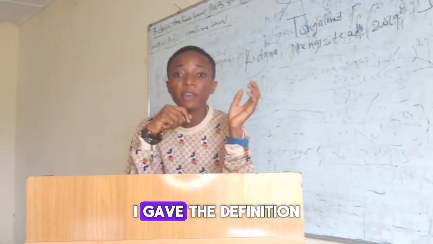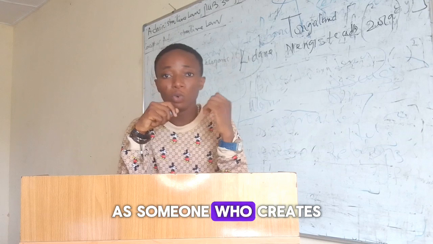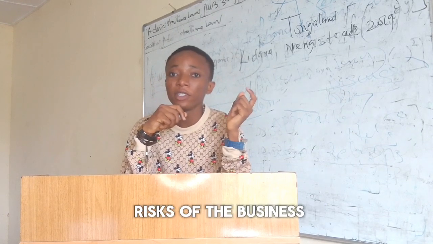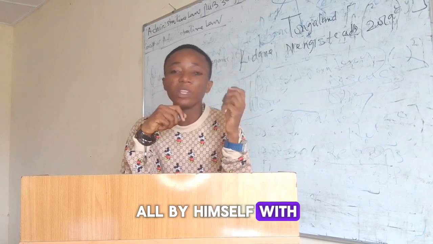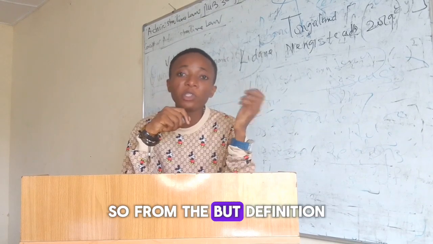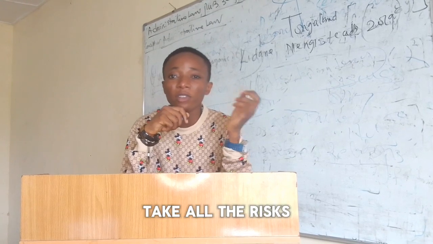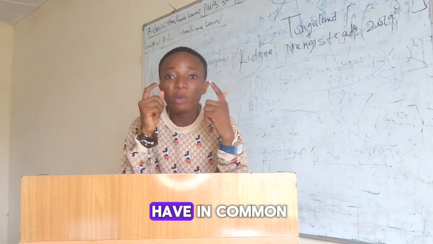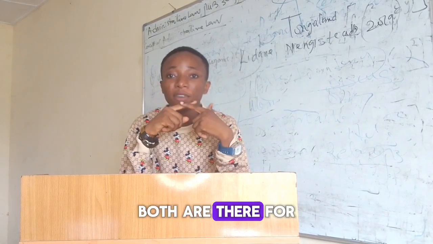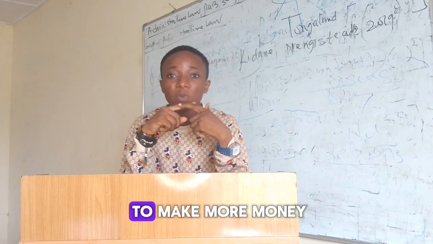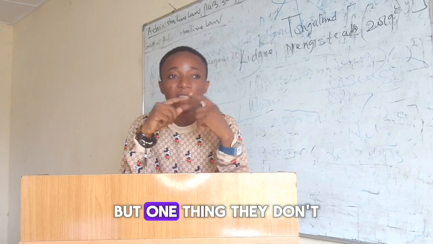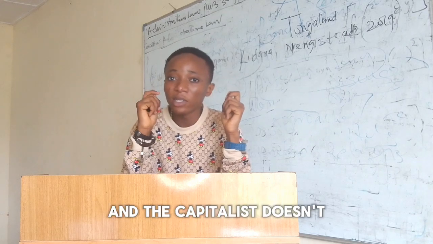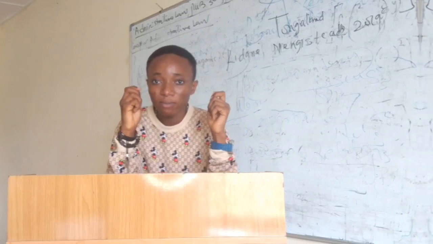And earlier on, I gave a definition of an entrepreneur as someone who creates, organizes, manages, and takes full financial risks of the business all by himself with the aim of maximizing profits. So from both definitions, you can see that the entrepreneur has to take all the risks all by himself, but the capitalists don't have to. But one thing they both have in common is that they are both there for profit maximization. They are both there to make more money. But one thing they don't have in common is that the entrepreneur has to take the risks all by himself, and the capitalist doesn't take the risks all by himself.